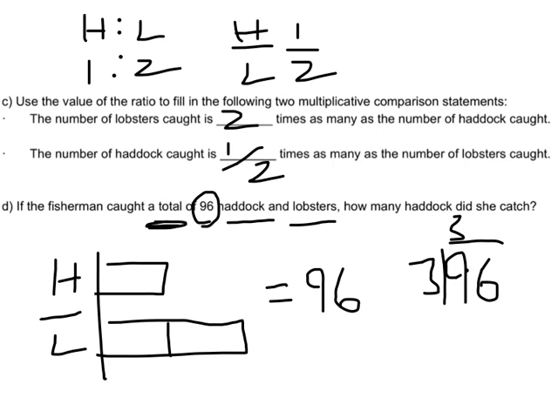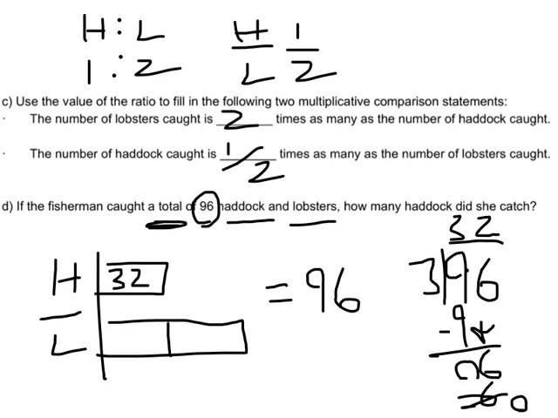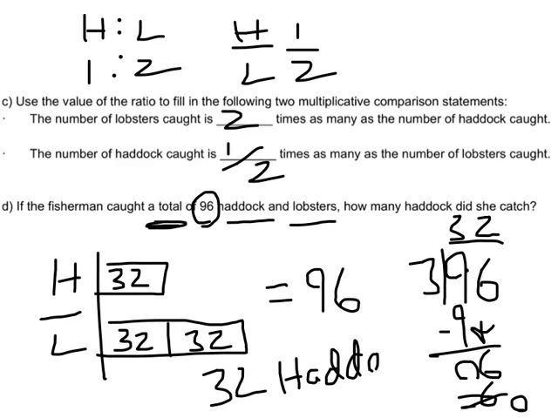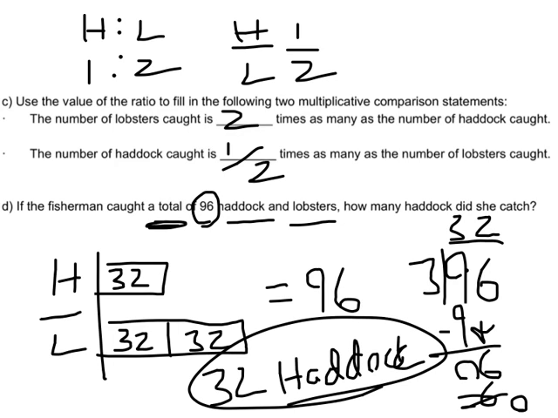3 goes into 96. 3 in the tens place. 3 goes into 6 twice. Subtract, it's going to end up being 0. And so we get 32. 32 goes in each box. So lastly, how many haddock did she catch? Too easy, it's right there. 32 haddock. All right, going to practice.